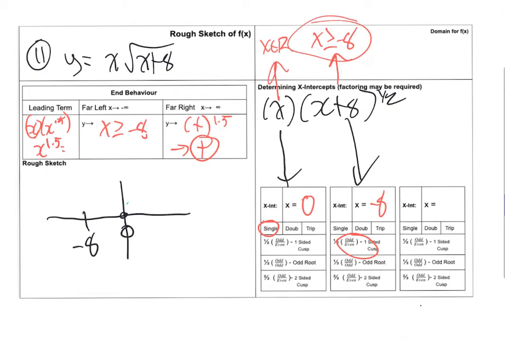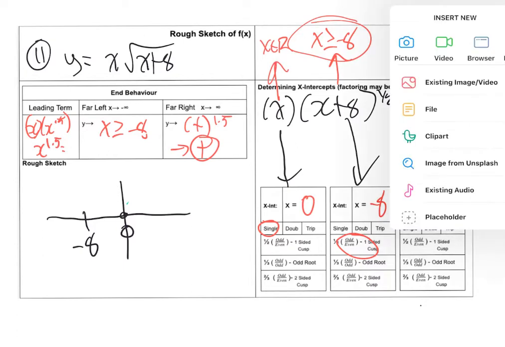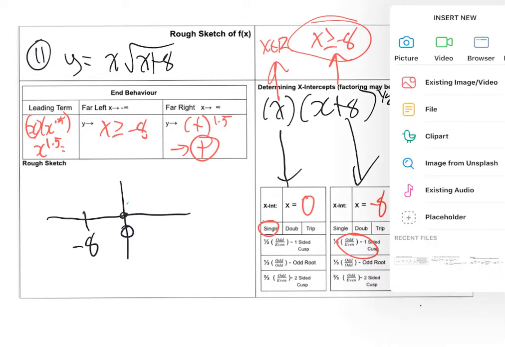This is going to be part 2 of the screencast on rough sketching composite functions/radical functions. Okay, so let's get going here.